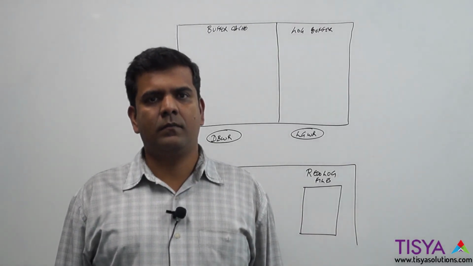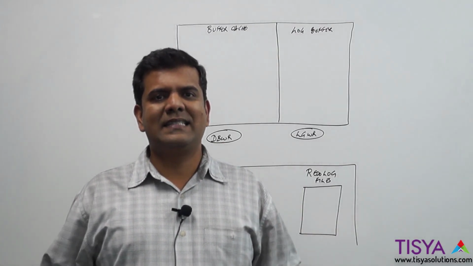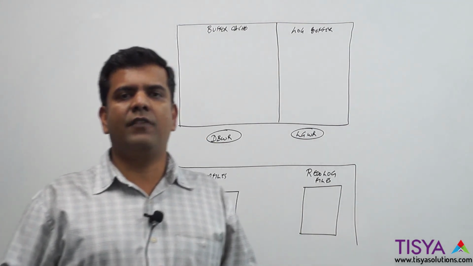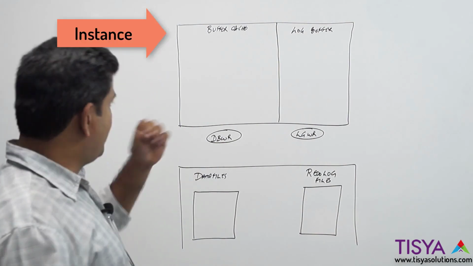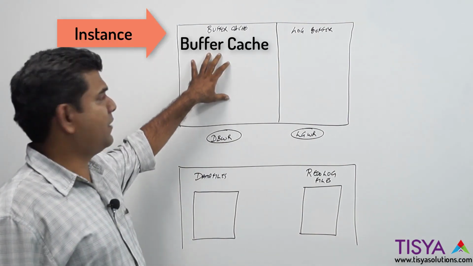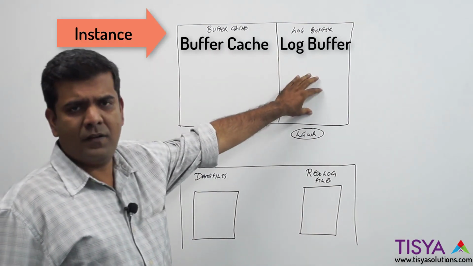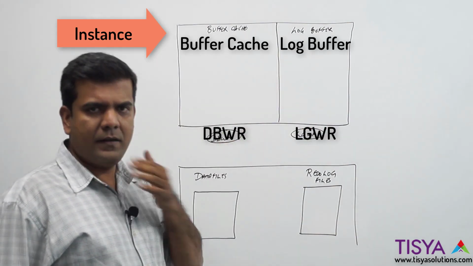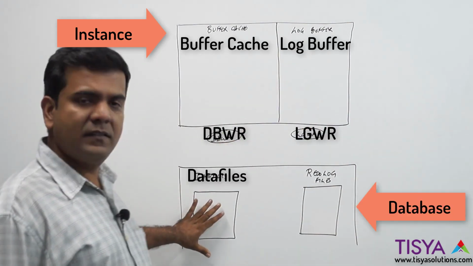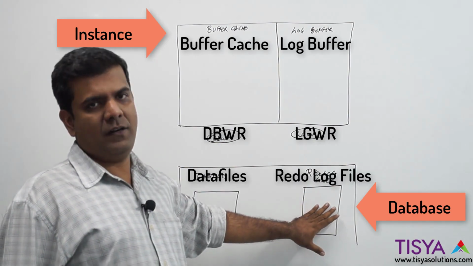In this video, I'm going to tell you how instance recovery happens within an Oracle database. So we have an instance with a buffer cache, log buffer, highlighted specifically, DB writer, log writer, data files, and redo log files.